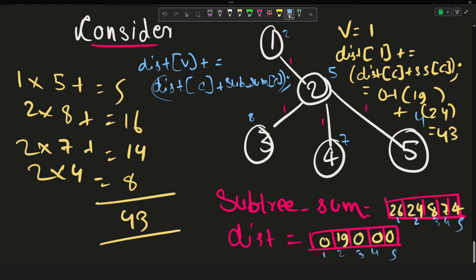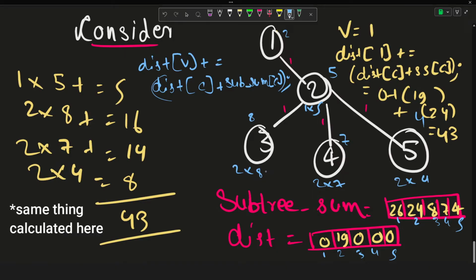Suppose I start from 1, then I will go to 2, then 3, then 4, then 5, and keep on multiplying the distances with the values. For this node I will get 1 into 5, for this node 2 into 8, for this node 2 into 7, and for this node 2 into 4. So this would give 16, this would give 14, this would give 8, and this will give 5. On adding this 16, 5, 14 and 8, see what we get.